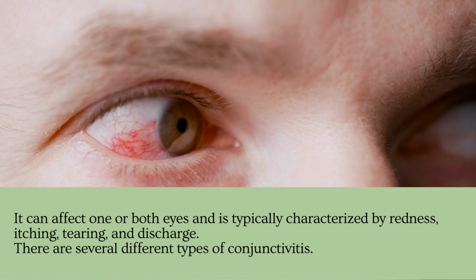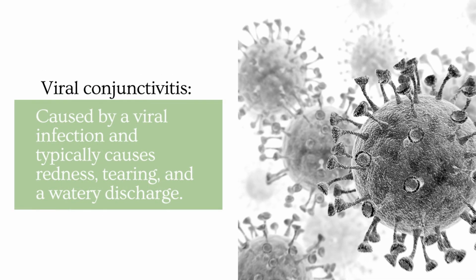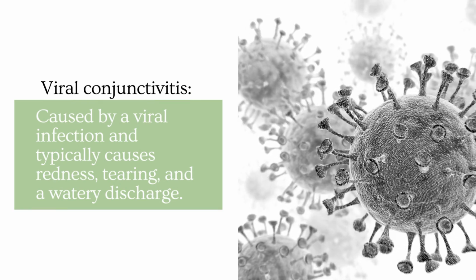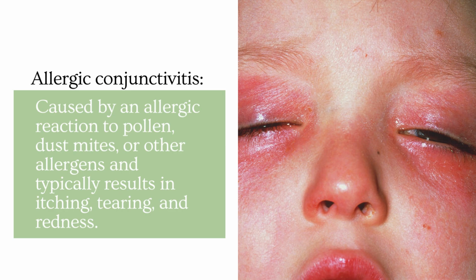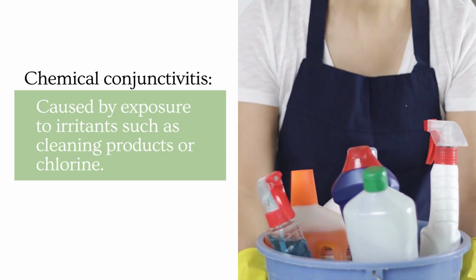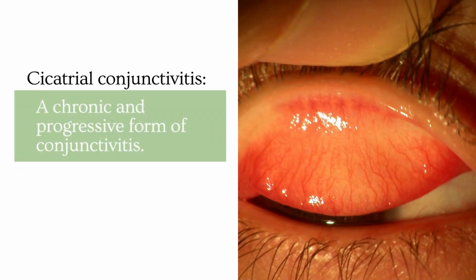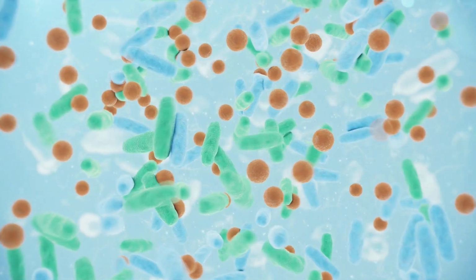There are several different types of conjunctivitis. Bacterial conjunctivitis is caused by bacterial infection and typically results in thick, yellow or green discharge from the eye. Viral conjunctivitis is caused by viral infection and typically causes redness, tearing, and a watery discharge. Allergic conjunctivitis is caused by an allergic reaction to pollen, dust mites, or other allergens and typically results in itching, tearing, and redness. Chemical conjunctivitis is caused by exposure to irritants such as cleaning products or chlorine. Cicatricial conjunctivitis is a chronic and progressive form of conjunctivitis. In today's video, we'll only talk about bacterial conjunctivitis.